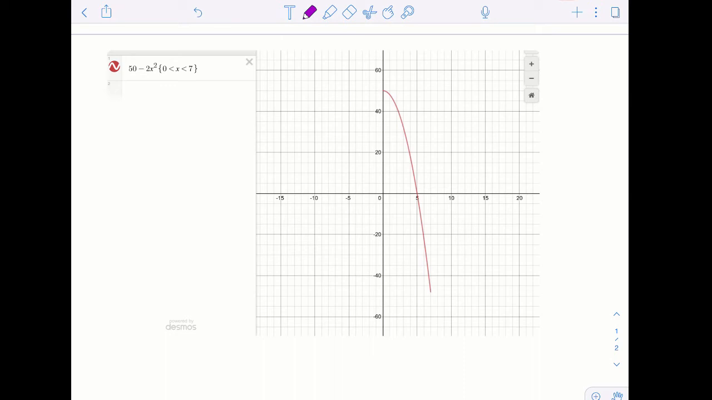Before we go any further, let's take a look at the graph. I graphed this in Desmos, and it is a downward facing parabola. I also restricted the values to only be between x is 0 and 7. So you can see we confirm here that it does in fact have an x-intercept at 5. And in terms of our integrals, the integral from 0 to 5 is going to give us a positive value.